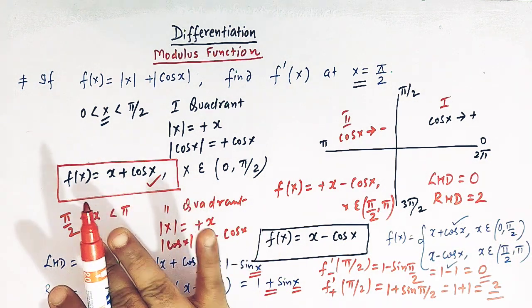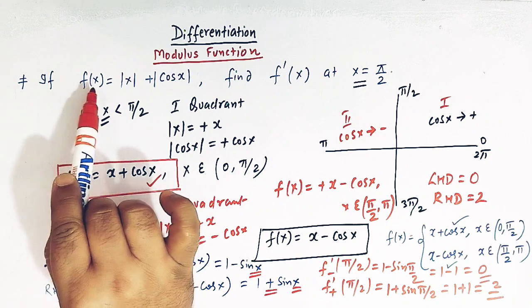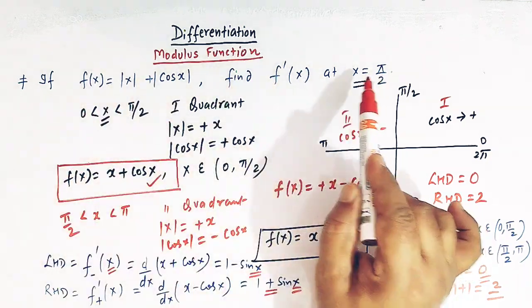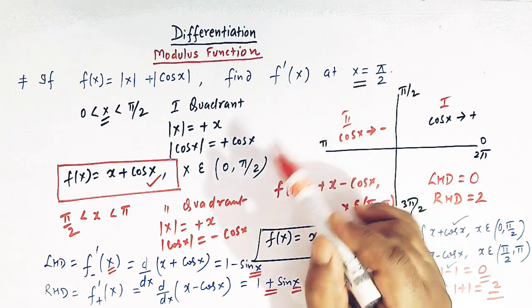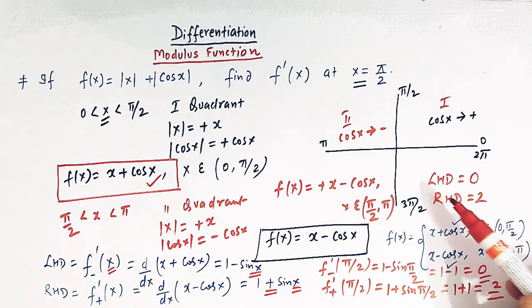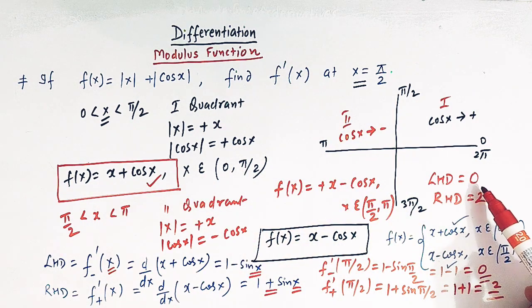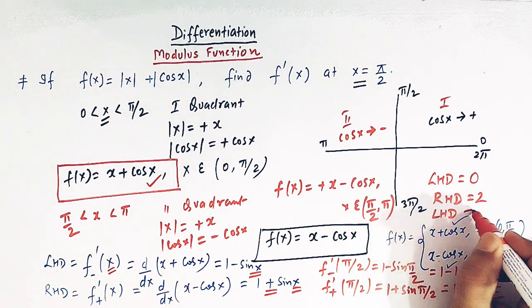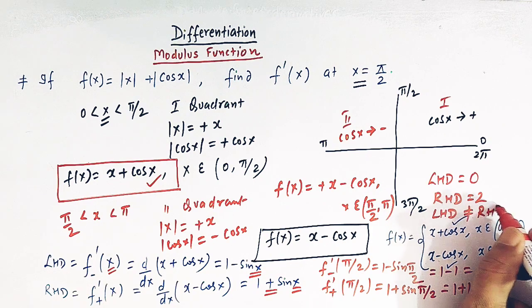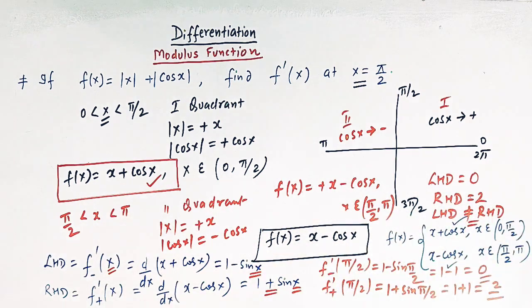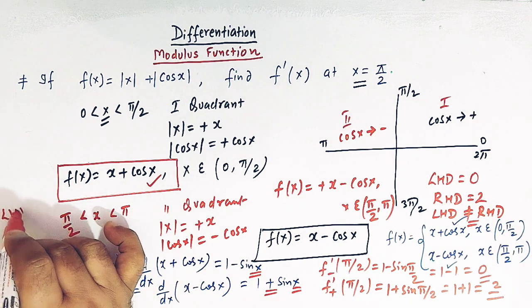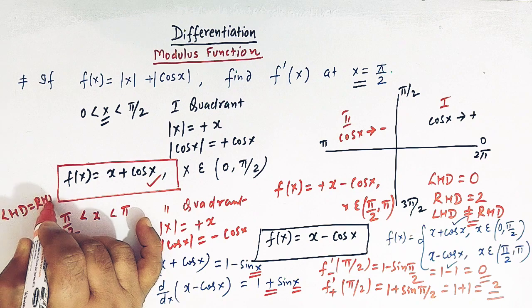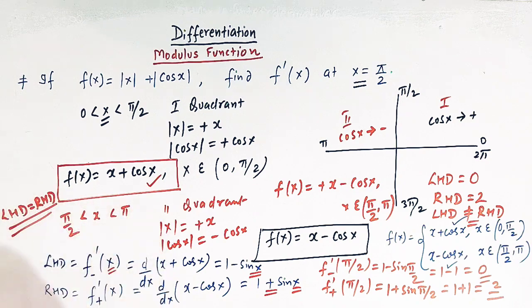So viewers, here we see that the derivative of this function at x is equal to pi by 2 does not exist, right? Why? Because the left hand derivative is 0 and the right hand derivative is 2, and the left hand derivative is not equal to the right hand derivative, right? Because we know that for the derivative to exist, the left hand derivative must be equal to the right hand derivative at that particular point or the point of consideration, right?